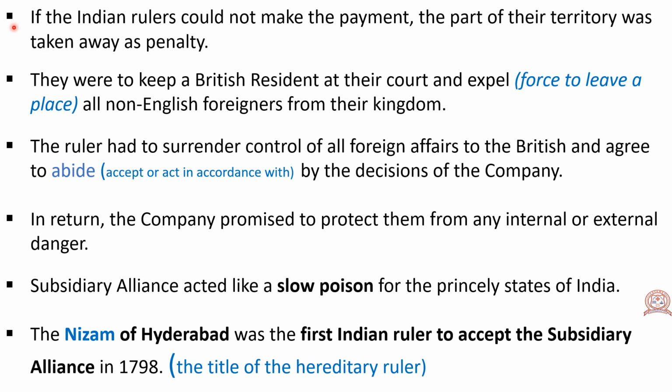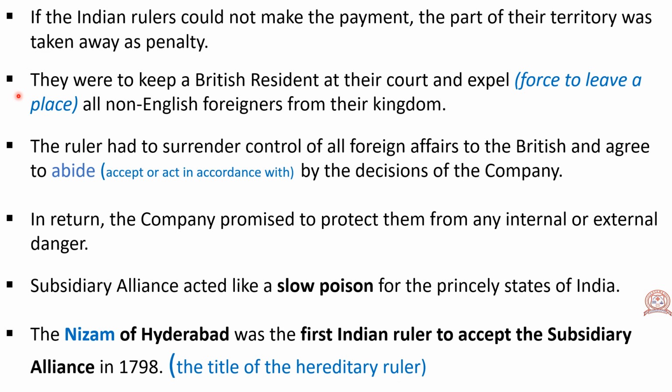If the Indian rulers could not make the payment, part of their territory was taken away as penalty. It means that if any Indian ruler accepted the subsidiary alliance policy with the British, they had to pay for the maintenance of the British army. If any Indian ruler could not pay, part of their territory was taken away as penalty or punishment by the British.